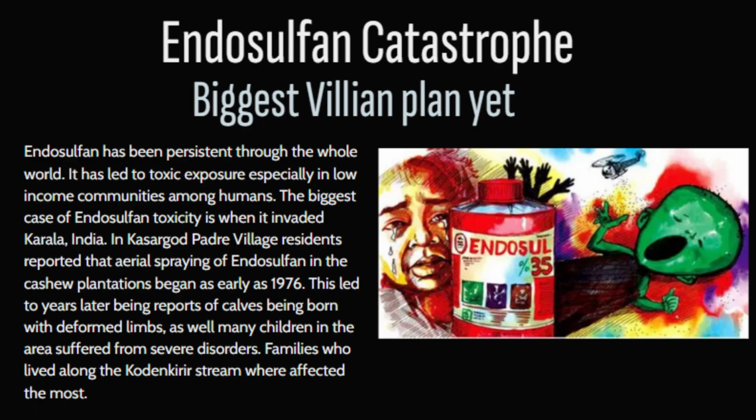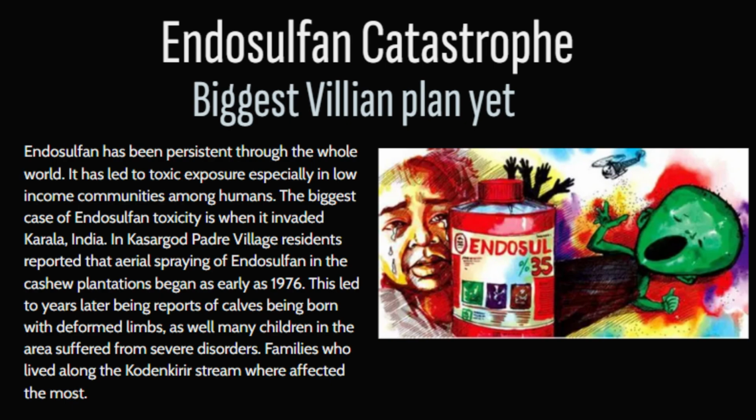In Kasaragod Padre village, residents reported that aerial spraying of endosulfan in the cashew plantations began as early as 1976. This led to years later being reports of calves being born with deformed limbs, as well as many children in the area suffered from severe disorders. Families who lived along the Kodankiri stream were affected the most, as the run of water impacted them highly.